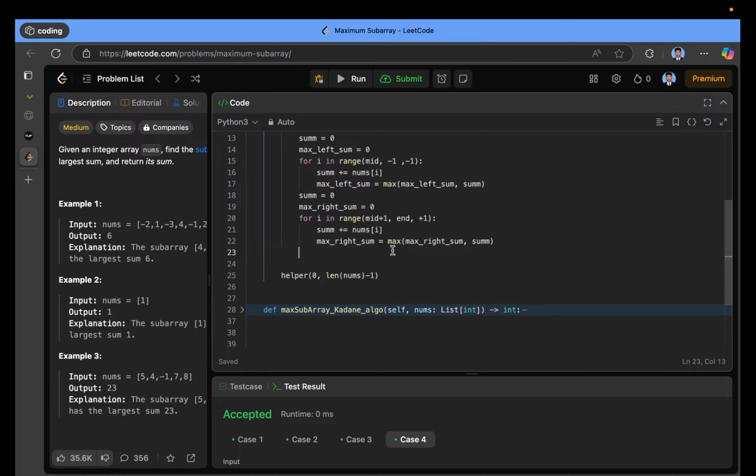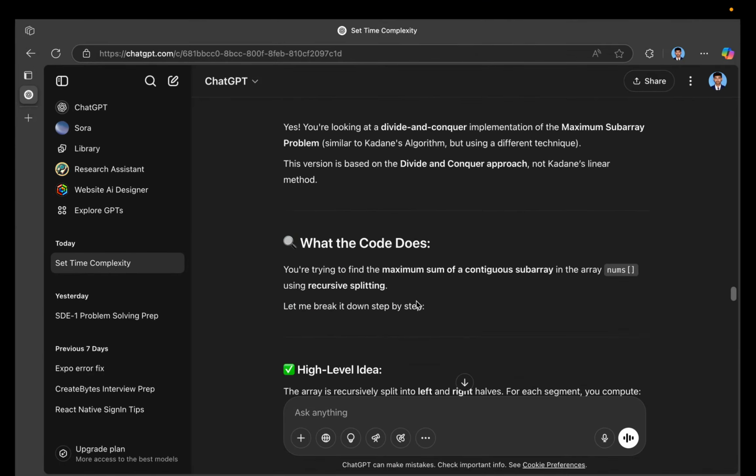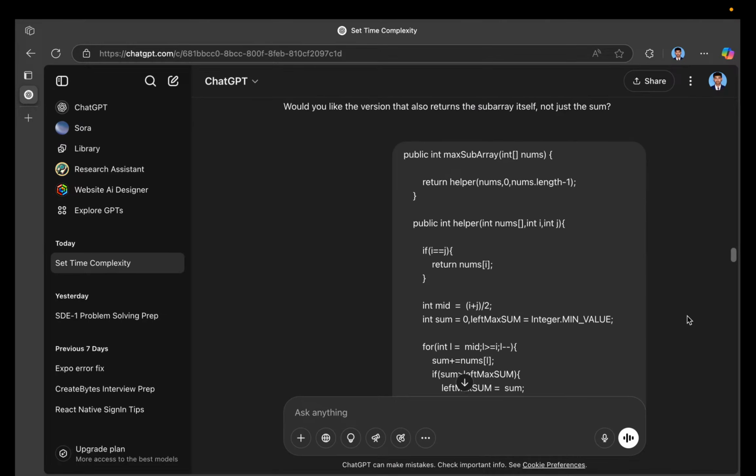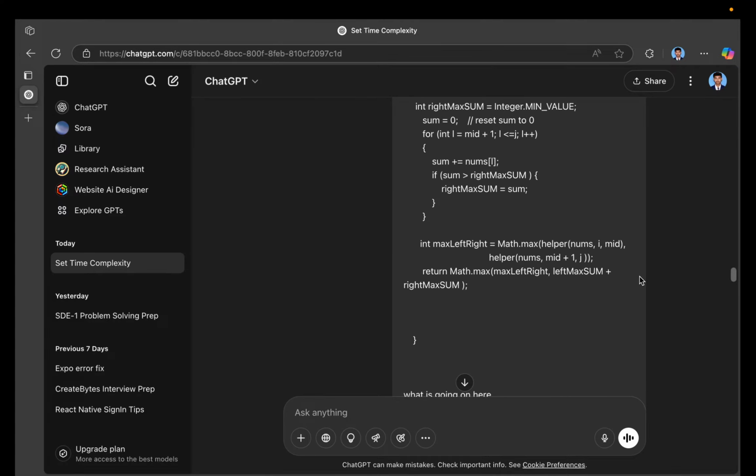This is a great problem when you try to copy someone's answer. Because I am not able to understand how this solution is going to work, let's go again and find what this guy has written. Okay, return nums[start], base case. Int max left, left, right. How is this thing working, bro? Helper nums, i, mid.